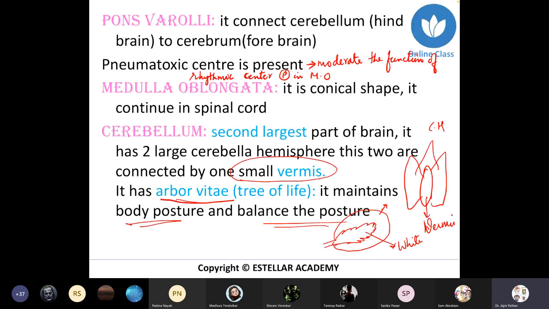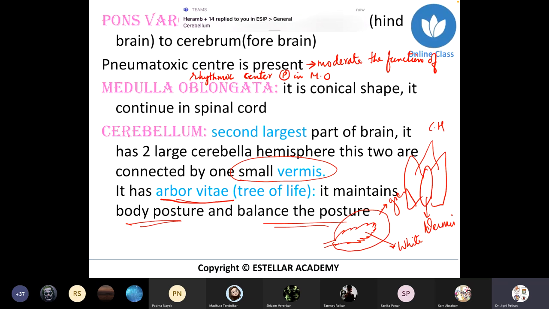If you have seen an alcoholic person, they are not able to maintain body balance, neither in their walk nor in their movement. So alcohol affects which part of the brain so that they do not maintain body posture? This is a question, okay? Which part of the brain is affected in an alcoholic person? Pons varolii, medulla oblongata, cerebellum, cerebral hemisphere, any part of the midbrain? It is the cerebellum. Clear to one and all? Very good. So please write this down.